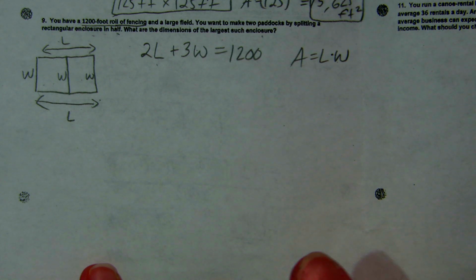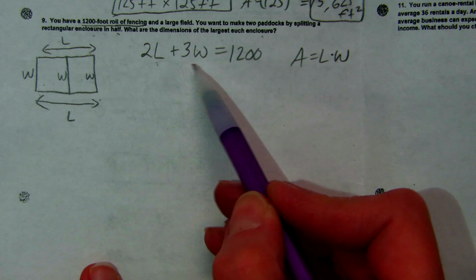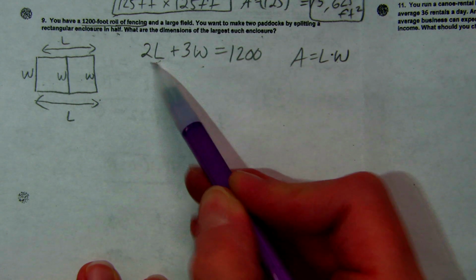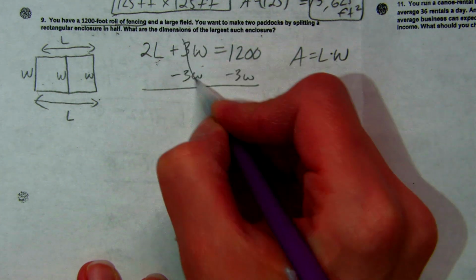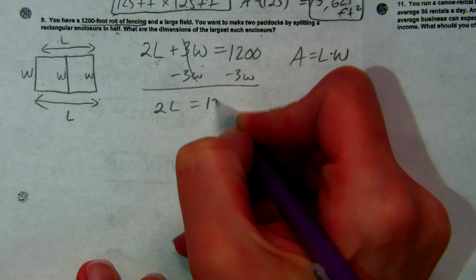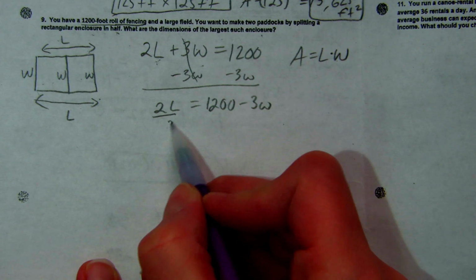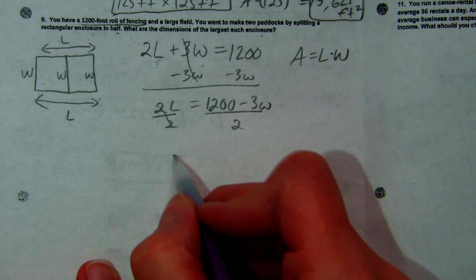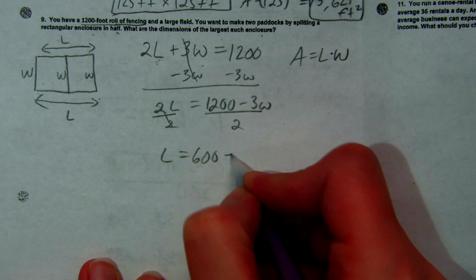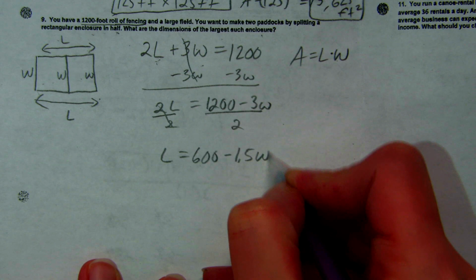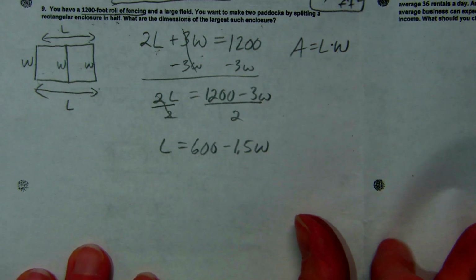Do you want to solve for L or W? L, because there's only 2. L, because it doesn't matter. So we're going to subtract 3W from both sides. And so 2L equals 1,200 minus 3W. Then divide by 2. And so L equals, and I'm going to divide both of these by 2, 600 minus 1.5W. I'm going to use a decimal for that because it'll make the next part easier.